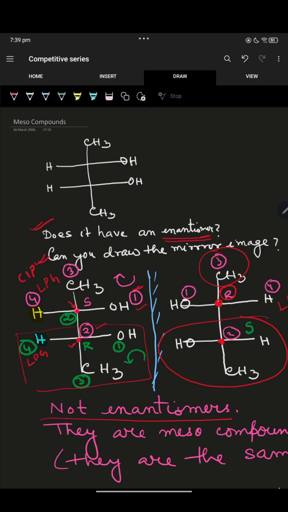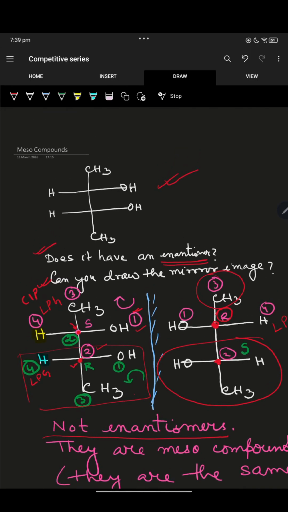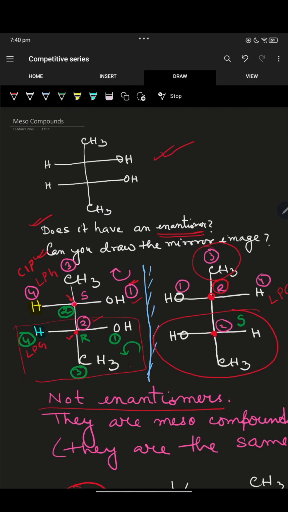We are going to discuss meso compounds and practice some application-based questions. This first compound which I have given you, along with this I gave two questions. Does it have an enantiomer? Can you draw the mirror image? So to answer these questions, I have again drawn the structure.